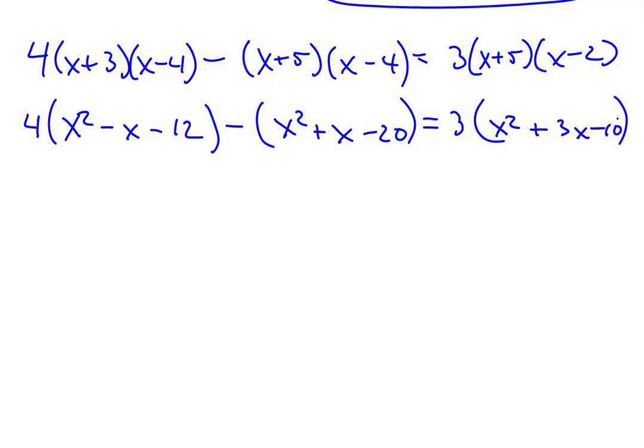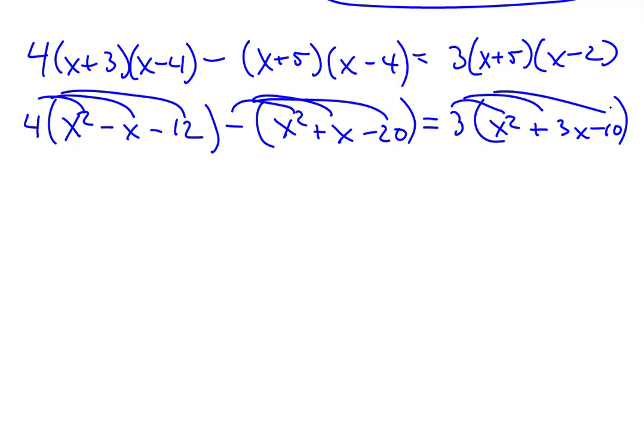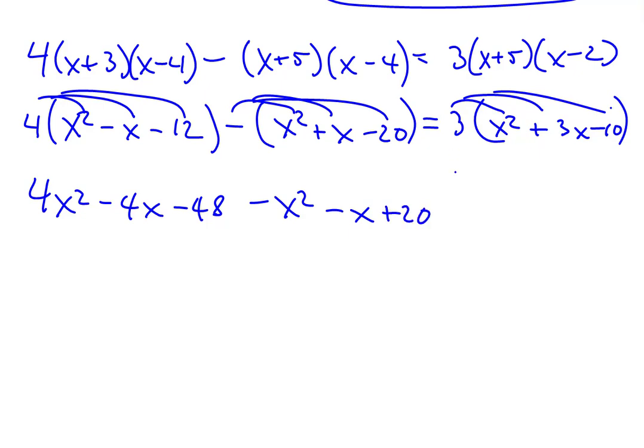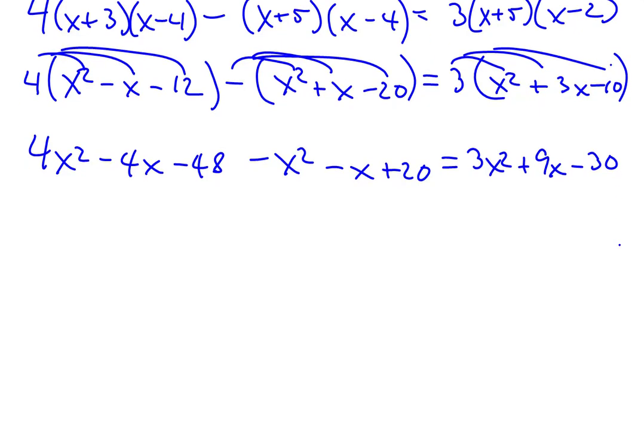At this point, we would have to distribute everything that's in front of all these parentheses. So the 4 is getting distributed in the first set, the minus sign for the second set, and the 3 for that next set. So altogether, we'd have here 4x squared minus 4x minus 48, then a minus x squared minus x plus 20, and then equals, and then a 3x squared plus 9x minus a 30. Okay, we're getting there. We have to keep boiling this thing down.